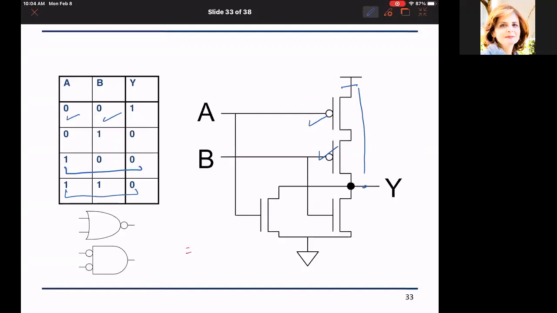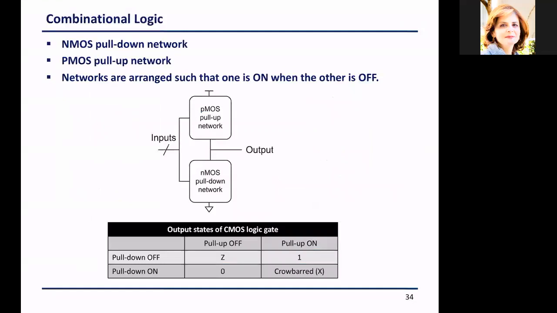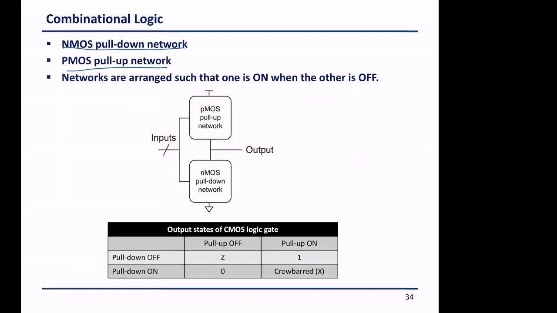Then let us see now what is the generalization. So I have an NMOS pull down network and a PMOS pull up network, and what happens is that the inputs and the networks are arranged such that one is on when the other is off. Yani, we do not operate or turn on both at the same time.